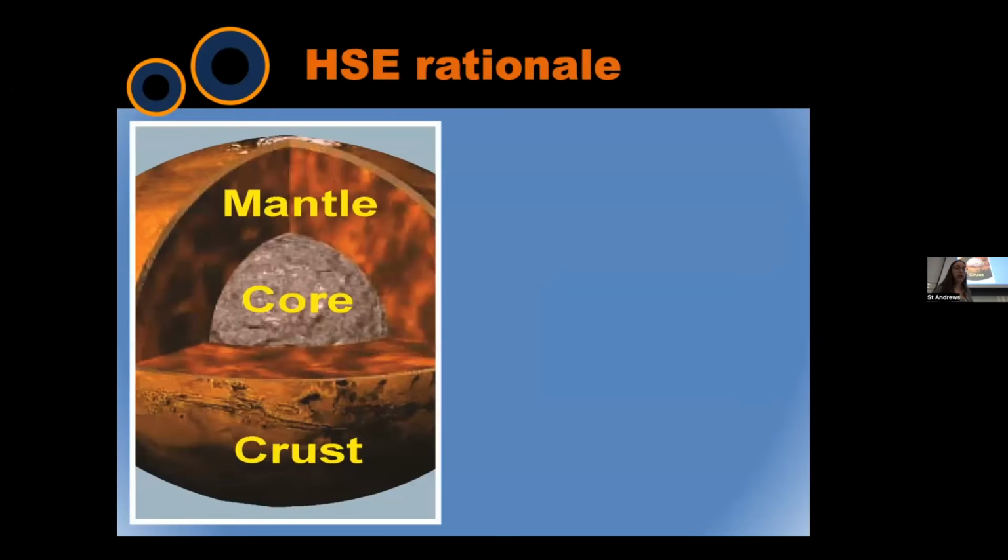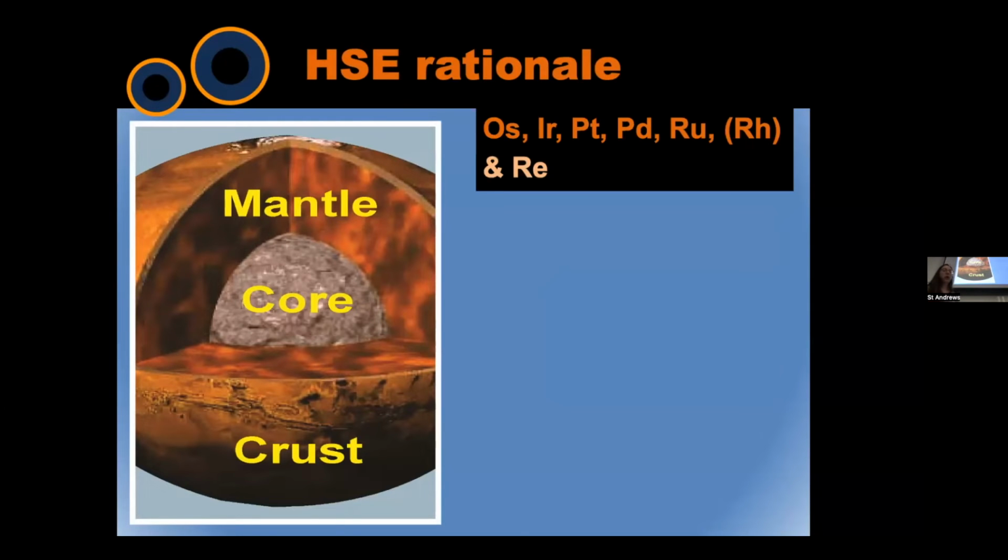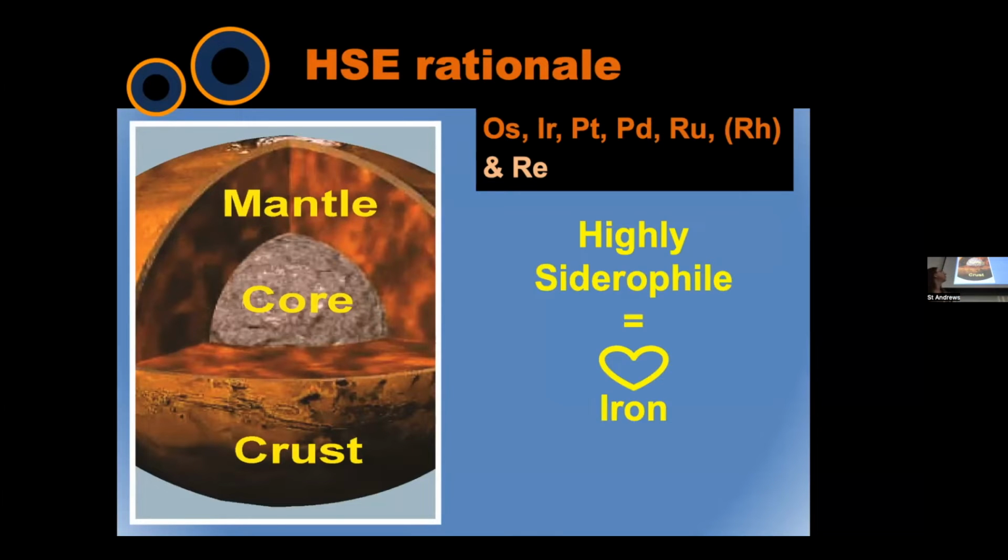So the rationale behind using highly siderophile elements in particular is that when we have a body that's been differentiated, so with a metal core, silicate mantle, and a silicate crust, we can hopefully, if we have the expertise, look at the abundances of elements such as osmium, iridium, platinum, palladium, ruthenium, rhodium, and rhenium, which are the highly siderophile elements, and as such love iron.